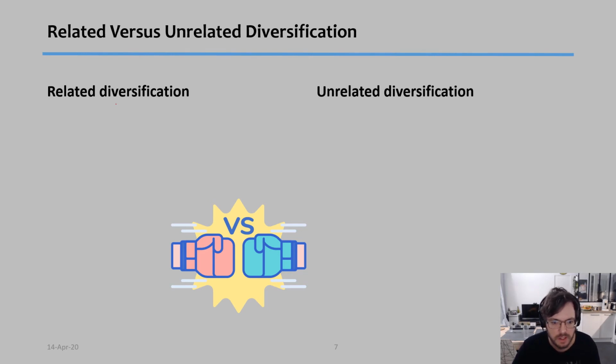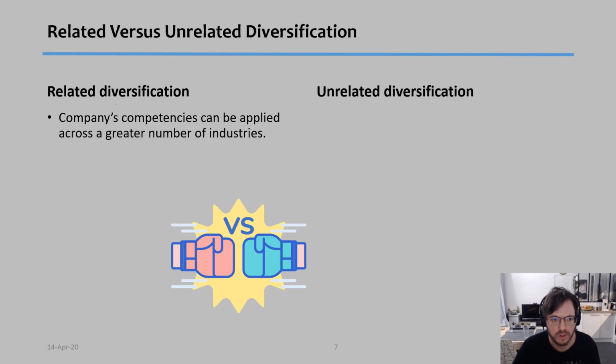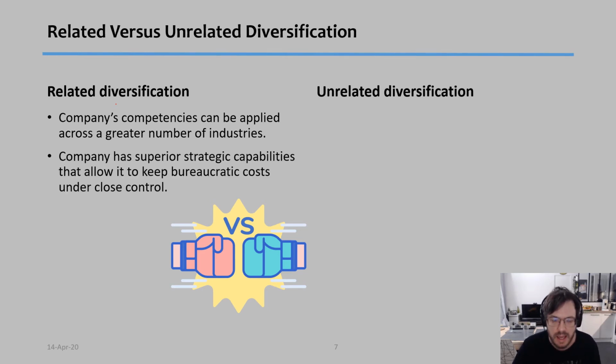All right. So first of all, in related diversification, the company's competencies can be applied across a greater number of industries, and the company has superior strategic capabilities that will allow it to keep its bureaucratic costs under control. So in other words, these are the two main advantages that, in my opinion, are related to related diversification.